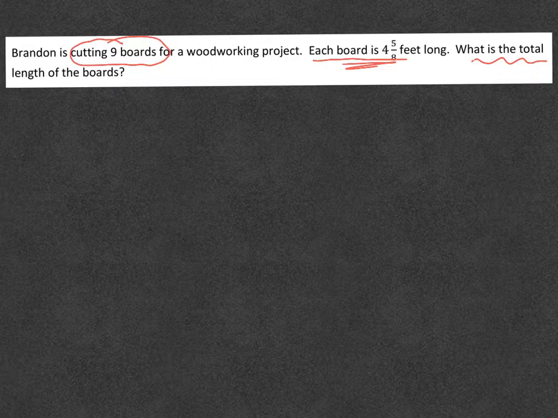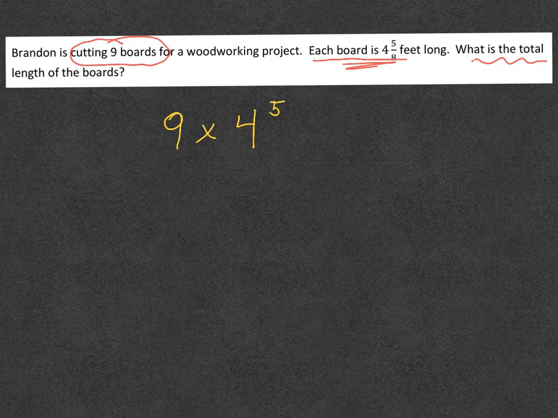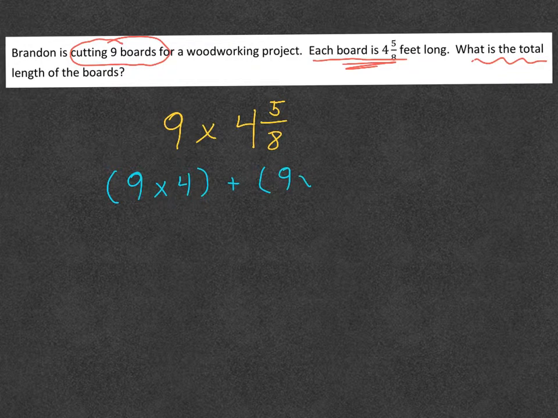All right, so what we're saying here is 9 copies of 4 5/8, because he has 9 and each one of them is 4 5/8 long. So we're going to use the distributive property to help break this down. Let's set up our parentheses. We have 9 copies of 4 plus 9 copies of 5/8.